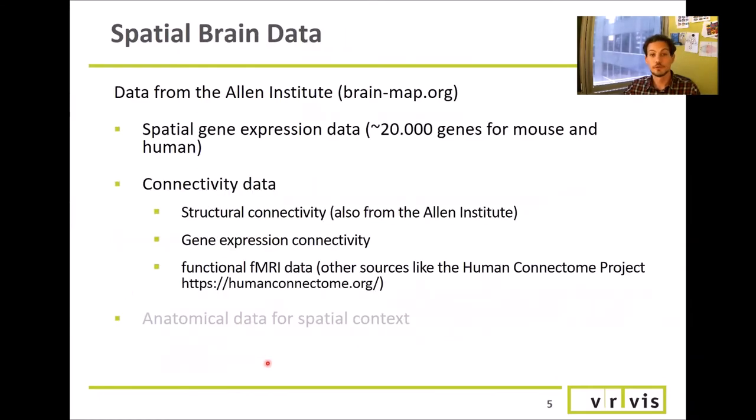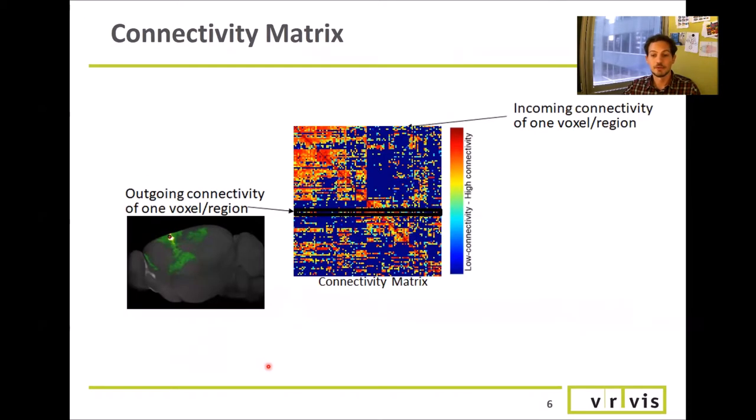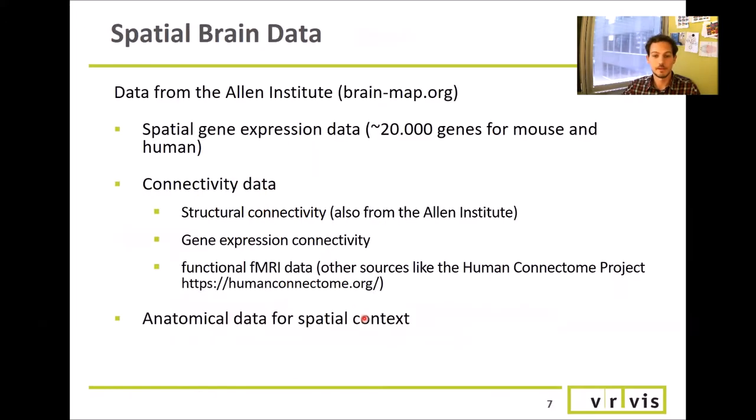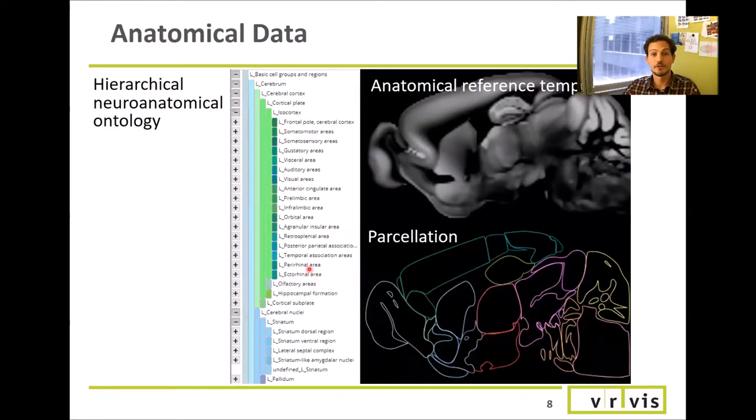Furthermore, we use connectivity data of various modalities and types, which can be generalized to a weighted adjacency matrix. Here in this matrix, the rows represent the outgoing connectivity of one voxel or brain region, and the columns the incoming connectivity of one voxel or brain region. What we also have is anatomical data for spatial context. So we have a hierarchical neuroanatomical ontology that is mapped to an anatomical reference space, which can be used to parcellate the brain by brain regions.